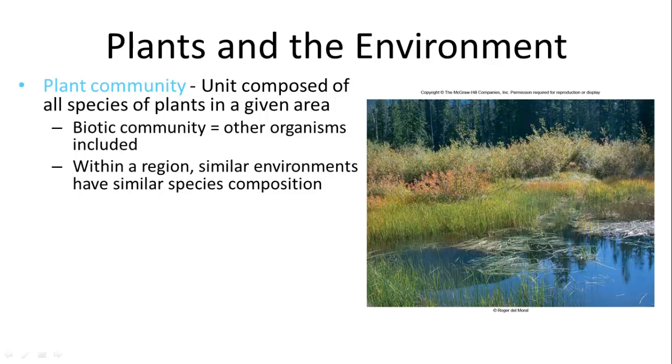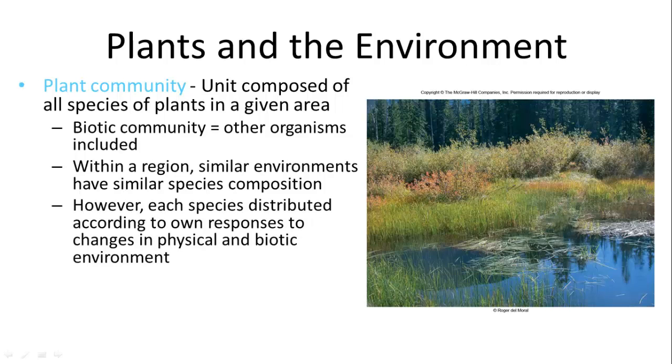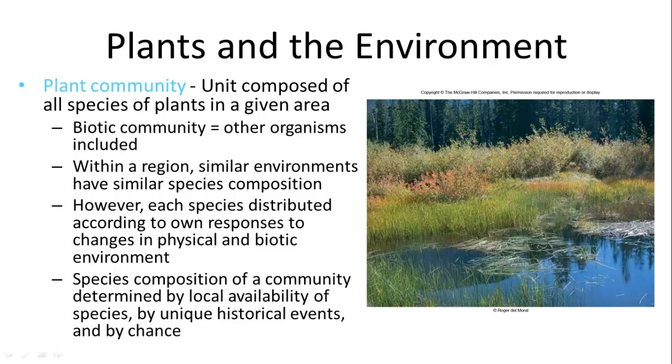Within a region, a similar environment will have a similar species composition. However, each species is distributed according to their own responses to changes in physical and biotic environment. So each of them has a specific niche where they can use specific resources, and their interaction with other living things determines where they are. So the species composition of a community is determined by local availability of the species, by unique historical events, and sometimes just by chance. By chance, one species might establish over another.